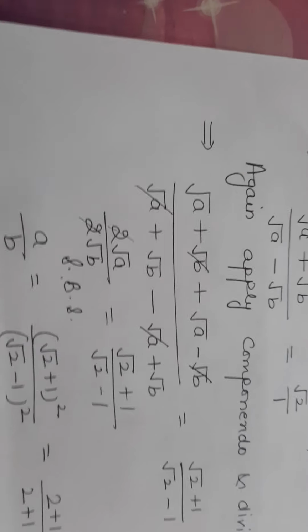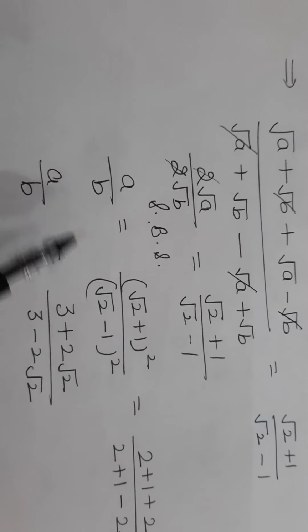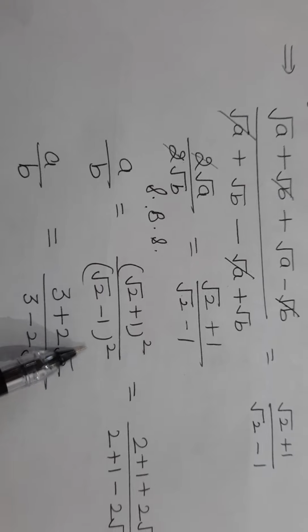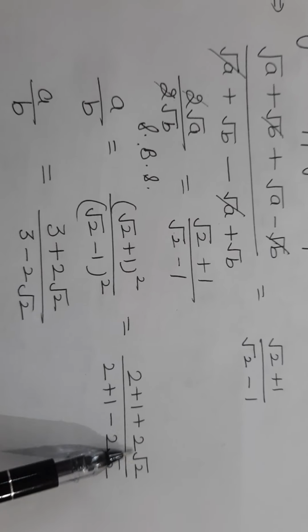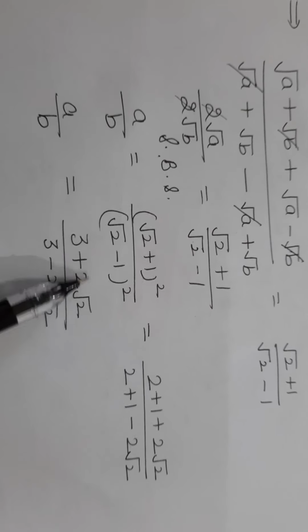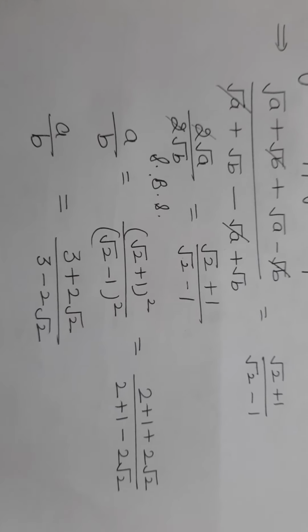Now you have to find the ratio of A and B. So write squaring on both sides. You will get A by B is equal to root 2 plus 1 whole square divided by root 2 minus 1 whole square. Now the square is 2 plus 1 plus 2 root 2 upon 2 plus 1 minus 2 root 2. So the answer is 3 plus 2 root 2, ratio 3 minus 2 root 2.